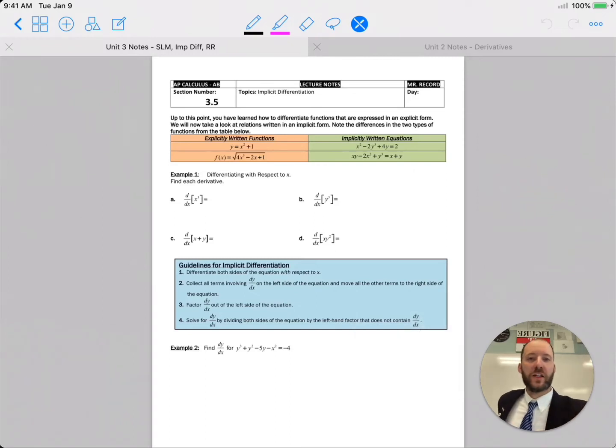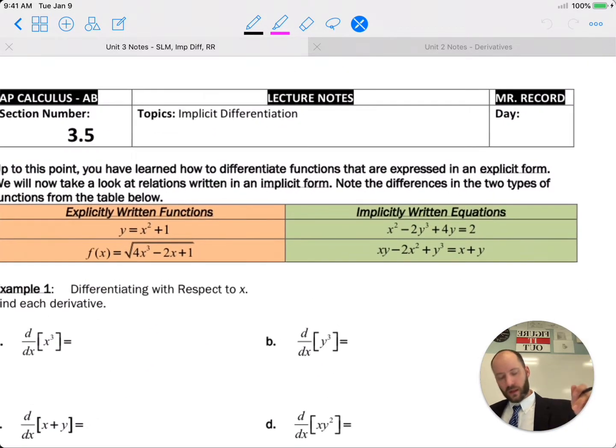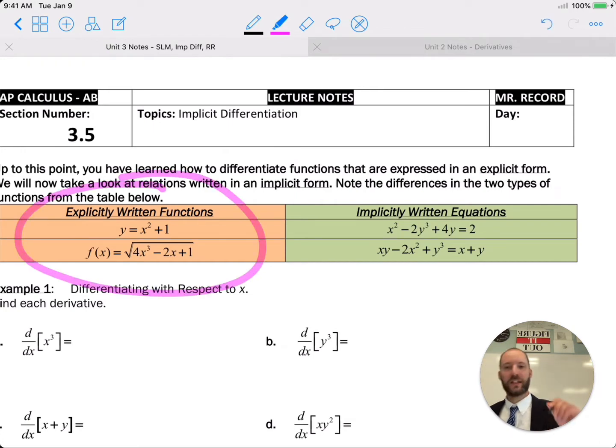The topic today is implicit differentiation. It corresponds to section 3.5 in the textbook. So what we're looking at today is, so far, we have only dealt with explicitly written functions. So y equals, or f of x equals, and then x is all on the other side. So the equations are solved for y.